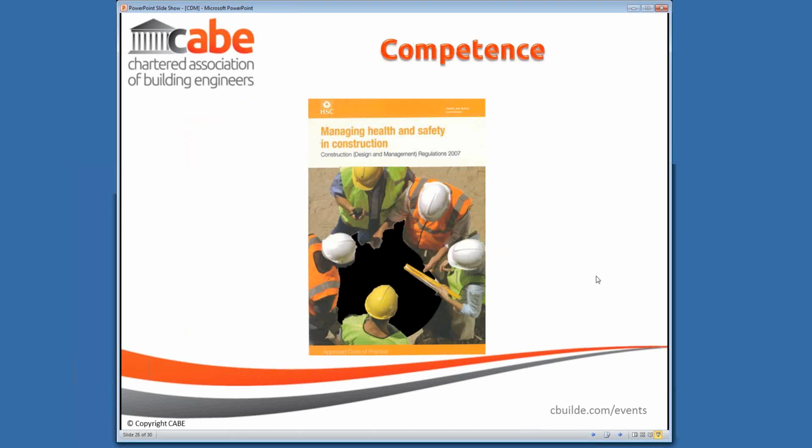Taking out the guidance on competence does, on one hand, recognise that most qualified professionals working in the sector should be capable of fulfilling a role. But on the other hand, it takes away that guidance to the client that has up until now guided them in relation to appointing the right people into the roles.